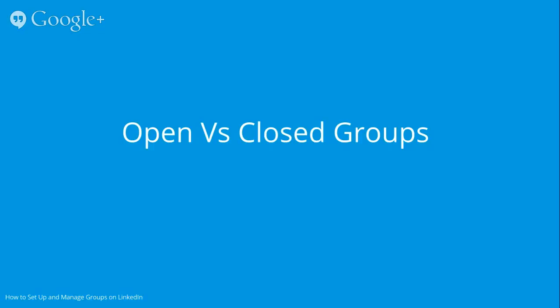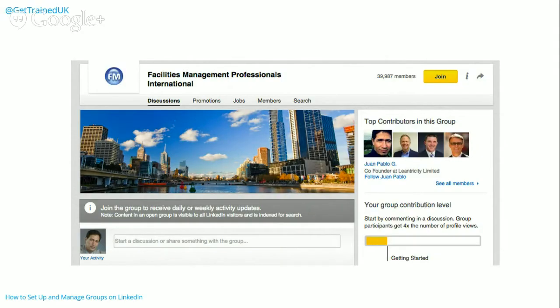So let me just talk about one of the things you will have noticed on LinkedIn. You've got two sorts of groups. You've got open groups and you've got closed groups. And I know there's a lot of confusion among a lot of LinkedIn members. What is the difference between the two? So what I would like to just talk to you about is why they exist. What is the difference?